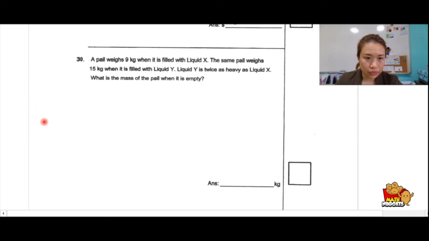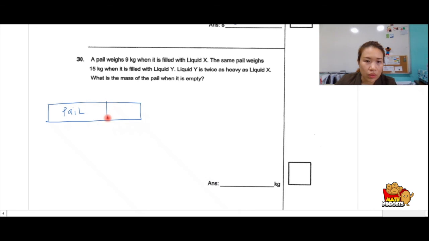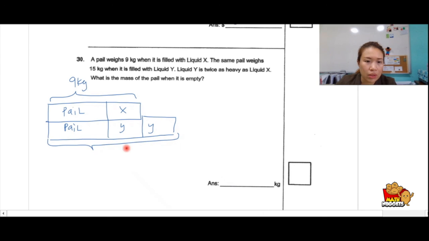Question 13. Let's draw the model. A pail weighs 9 kg. And when it's filled with liquid X, and when it's filled with liquid Y, Y is twice as heavy as X. The mass is 15 kg. So I'm able to find the difference here, which is 1 unit. 15 minus 9 is 6. So I know that this is 6 kg. This will be 6 kg as well, and this is 6 kg as well. So with this, we're able to find the mass of the empty pail. We can take 9 minus 6, which is 3 kg.